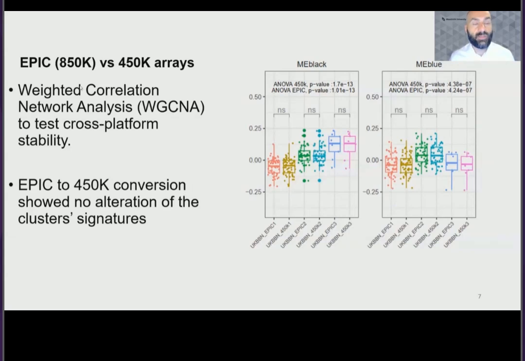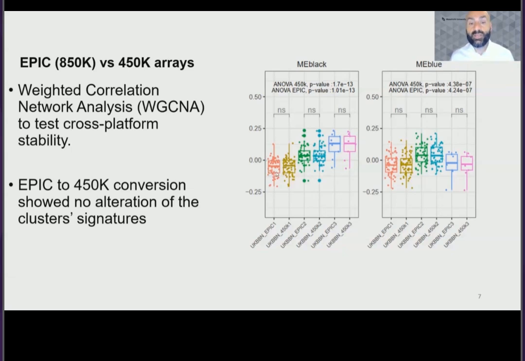As I mentioned, we use both EPIC arrays, which quantify 850K, and 450K in ROSMAP data. It was important that we establish that the clusters that we identify using EPIC and 450K are comparable. So we performed WGCNA on the EPIC array data, and we tested the correlation between the eigenprobes and the identified clusters. And then for the second test, we subsetted the CpG sets to the ones that are available only on 450K.